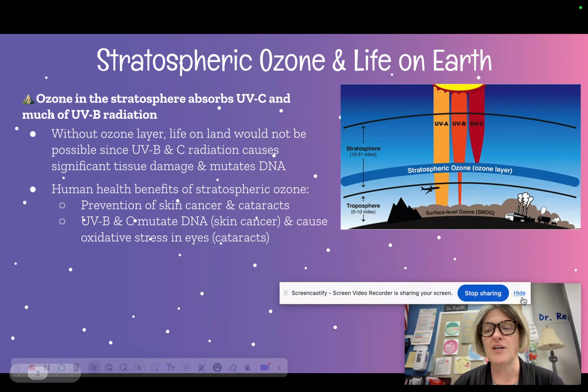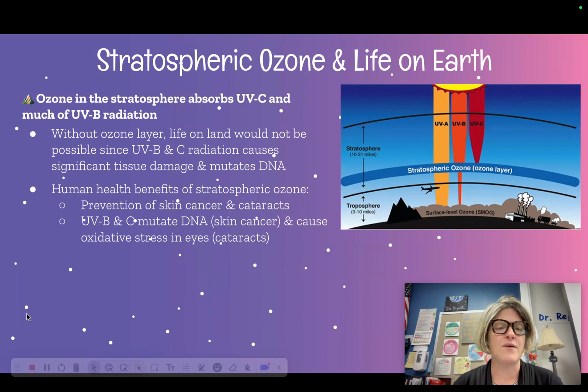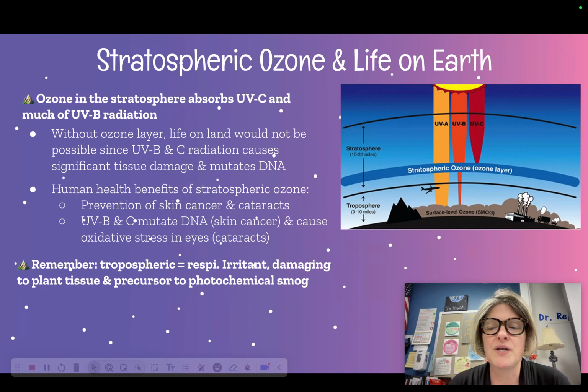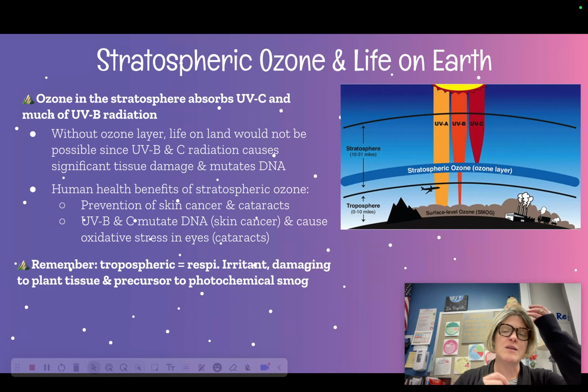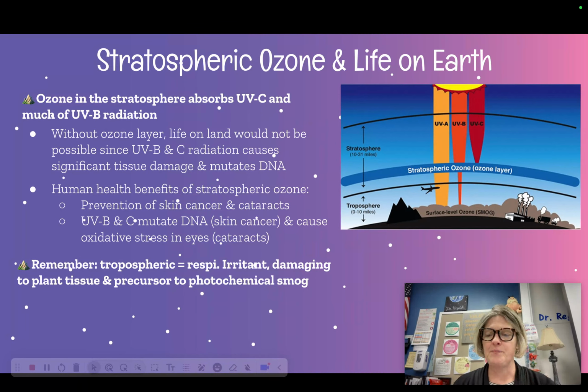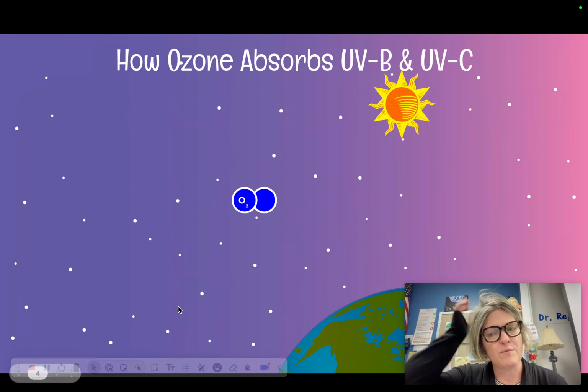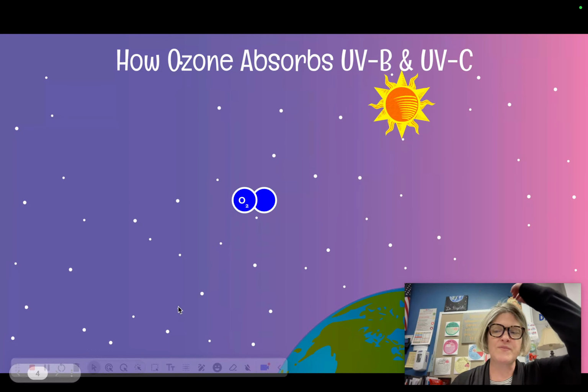So another thing to remember from Unit 7 is that tropospheric ozone is actually a respiratory irritant. We know that. We also know that it damages plant tissue. We saw that in our seedling lab. And it can be a precursor to photochemical smog. Okay, so those are all things that you need to know about the tropospheric ozone.